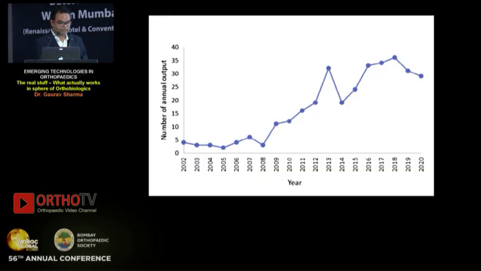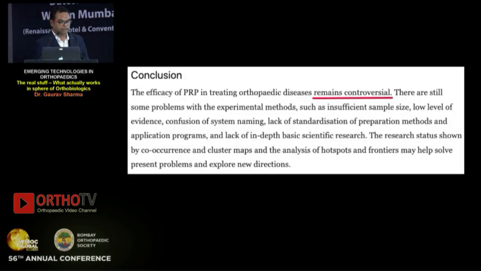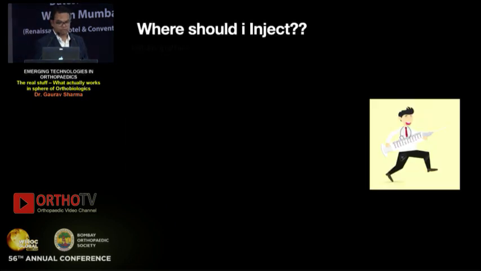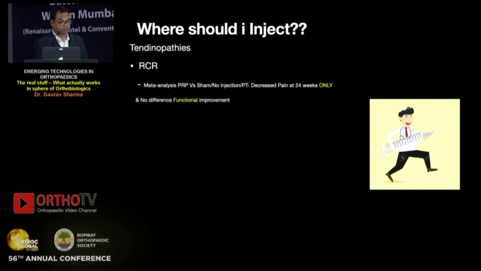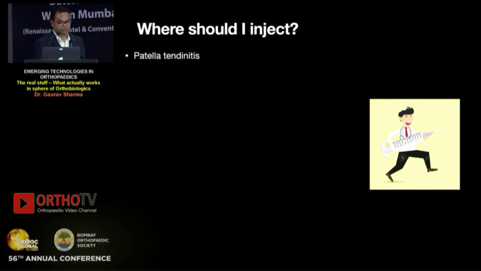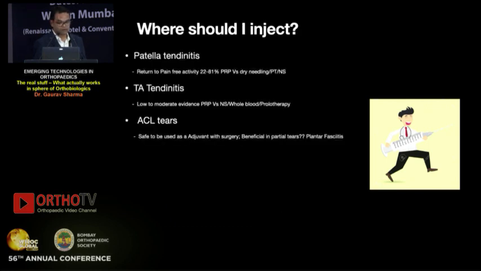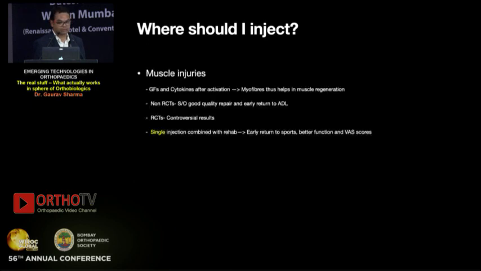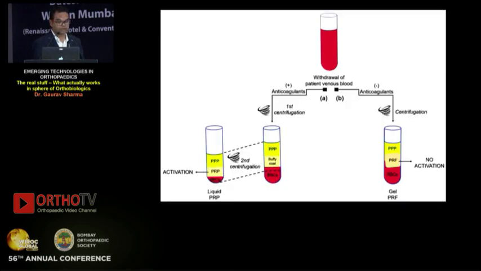Now we have seen that there is an upsurge in the studies for PRP, and the evidence still remains controversial. So where should I inject? There are various tendinopathies. For rotator cuff, only 24 weeks improvement and no functional improvement. Lateral epicondylitis, yes, definitely better long-term results. Ulnar collateral ligament injury, only in partial tear is there a good result. For patellar tendinitis, Achilles tendinitis, ACL tears, meniscus tears, plantar fasciitis, no, the evidence is still unclear. For muscle injuries, maybe a single injection is the way to go.